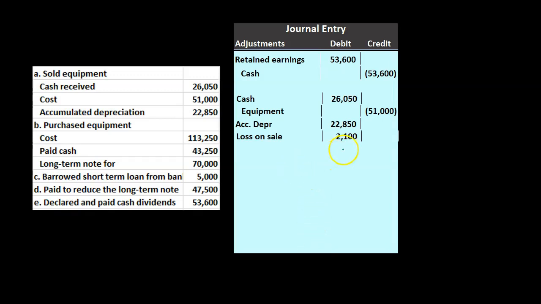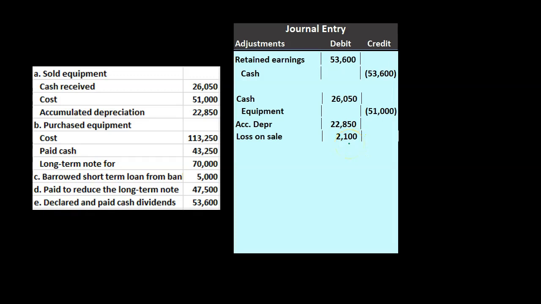The difference then is going to be $2,100, and that's going to be a loss. So that's what we need to be in balance. That's the plug. So if we took this plus this minus this, we'd need $2,100 in order to remain in balance. So we know that this is going to be a loss.